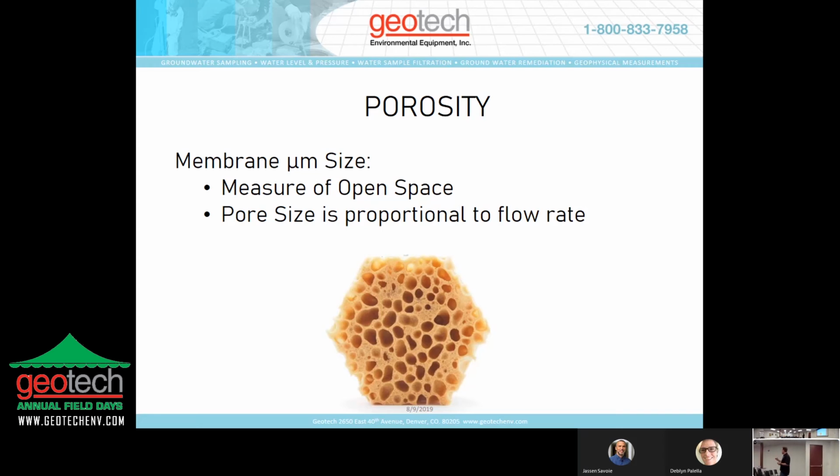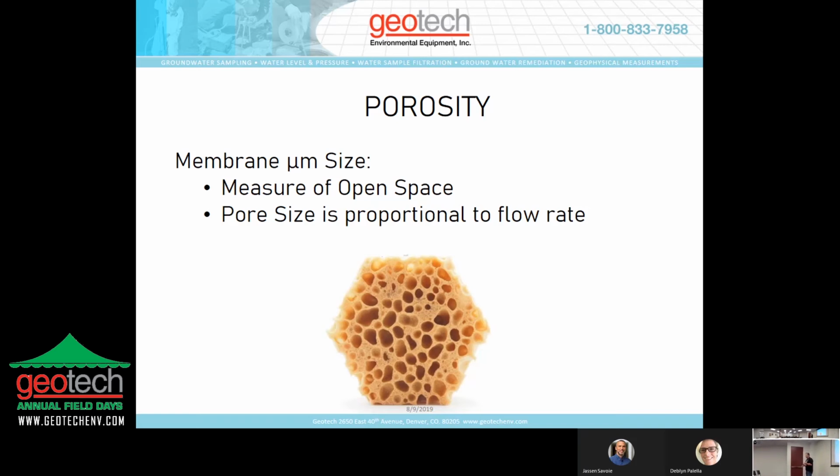But if we have tighter pores, then we're not going to have as much flow or transport of those fluids. And so Geotech micron sizes are going to range from 0.45 micron, which is typically used for trace metals analysis, to 1 micron, 2 micron, 5 micron, and 10 micron. So the higher the micron size, the higher the flow rate.